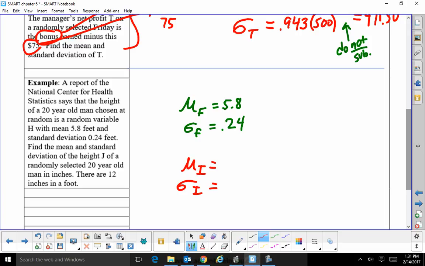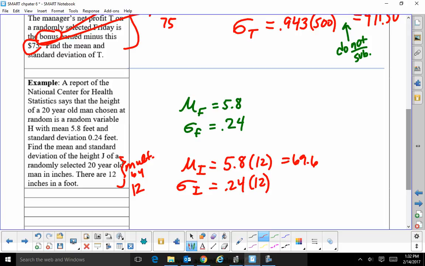Okay, what do you think here? Yeah, we are multiplying by 12. So if we multiply, do we multiply both? Yes, both of these guys get multiplied. Okay.